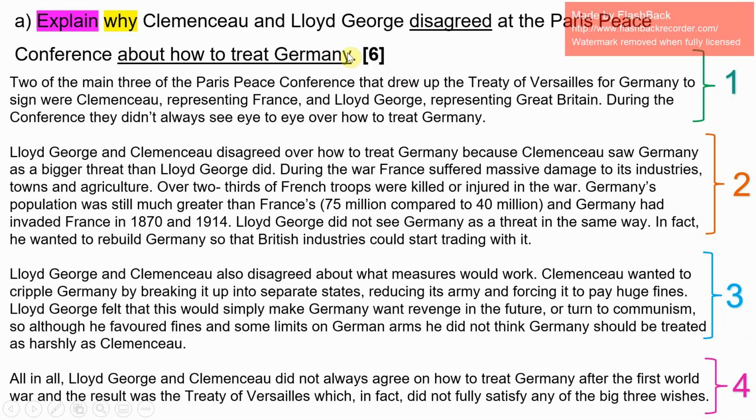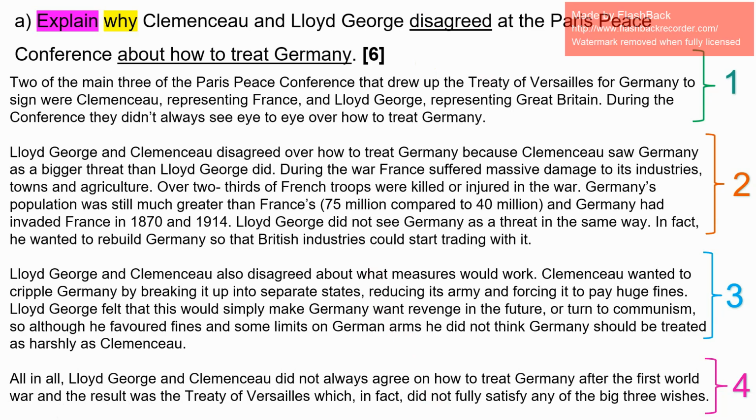6 points. We usually give 3 points for one proper explanation and answer, and 6 points if you have 2 different points explaining the reasons why they disagreed and explaining them in detail, okay? So 2 reasons why they disagreed, each one with their explanation, and then a very short introduction and a very short conclusion. That's it. You don't need to write more than that.